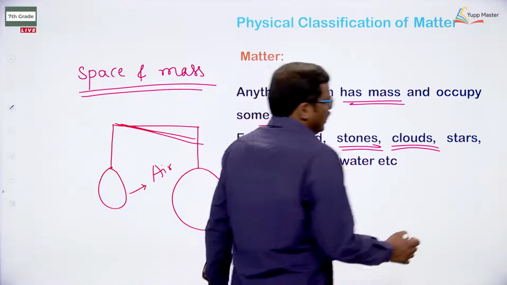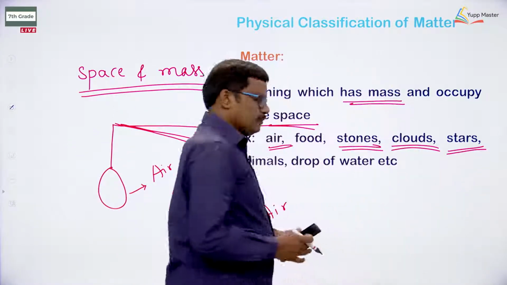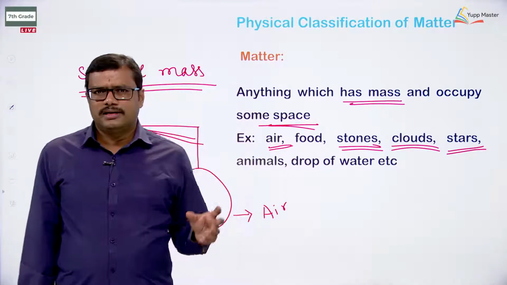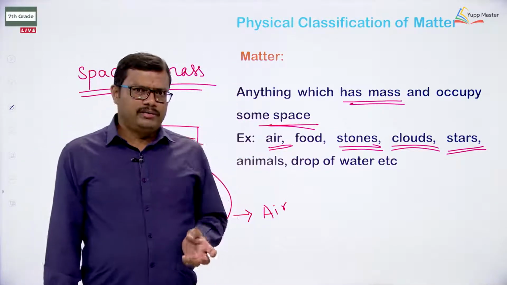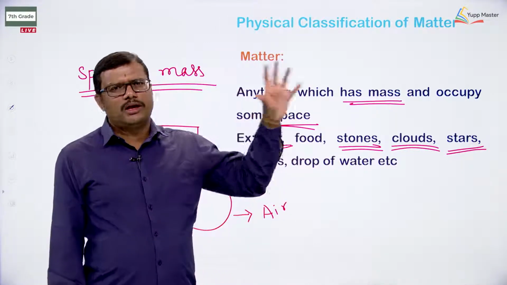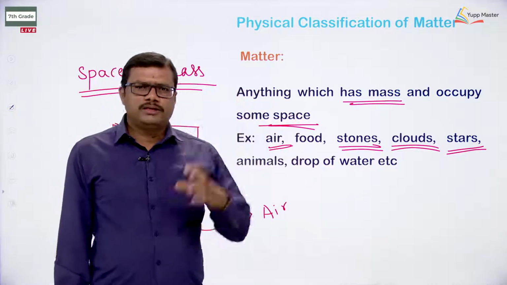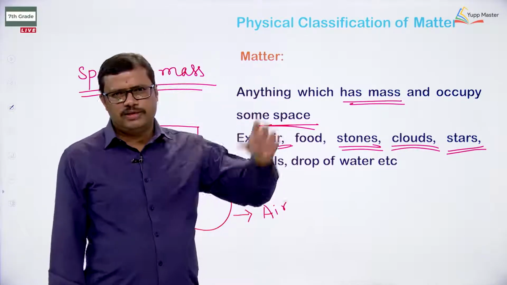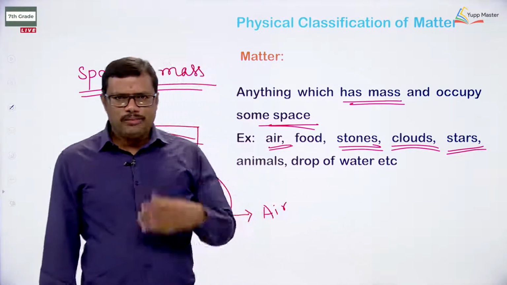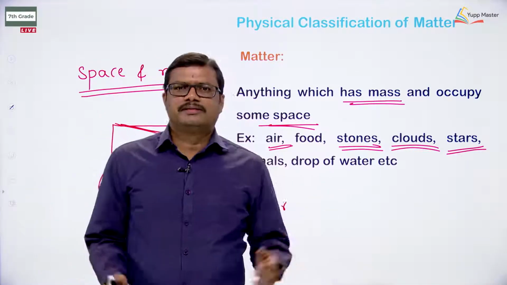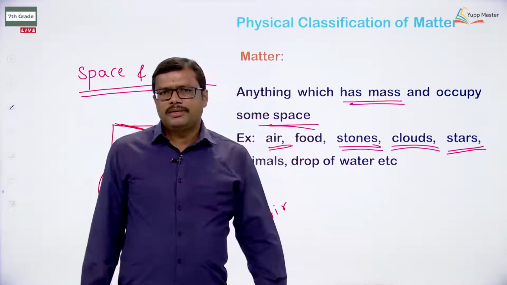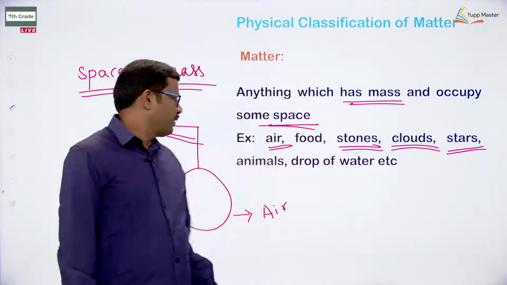For example, if we take stars, I think you can enjoy the beautiful stars that can be seen on a summer night when you are sleeping on the terrace, right. You can see the beautiful stars, their grouping into different structures, you can imagine different structures over there. So, stars are also matter. For example, the sun has mass and is going to occupy some space. So, a star can be taken as matter.